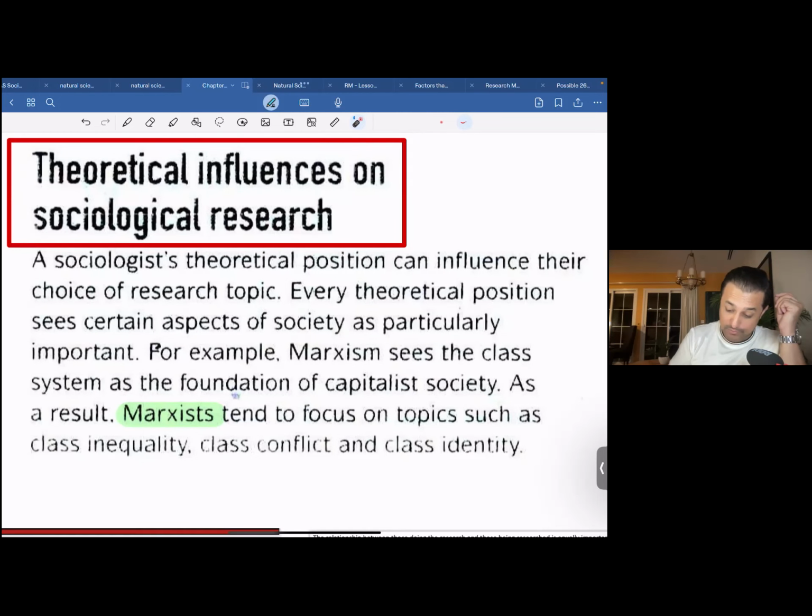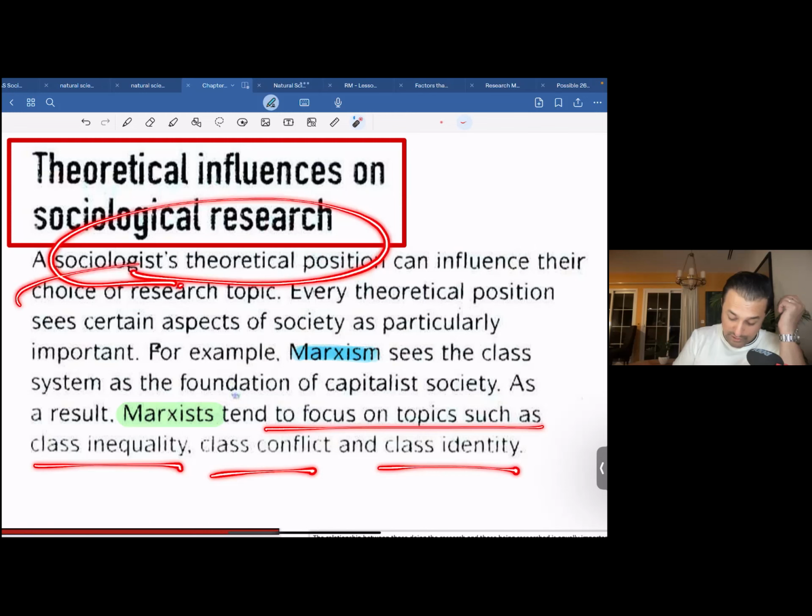A sociologist's theoretical position can influence the choice of research topic. Every theoretical position sees certain aspects of society as particularly important. For instance, Marxists are more inclined towards inequality, more specifically social class inequality, right? If you're a feminist, likewise, you'd be more inclined towards conducting research that could help overcome patriarchy. Marxism sees the class system as the foundation of capitalist society. As a result, Marxists tend to focus on topics such as class inequality, class conflict, or class identity. So your theoretical position as a sociologist affects your choice of research topic.